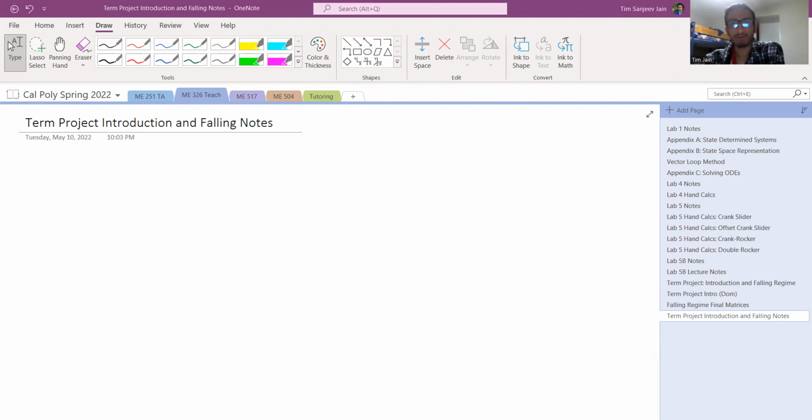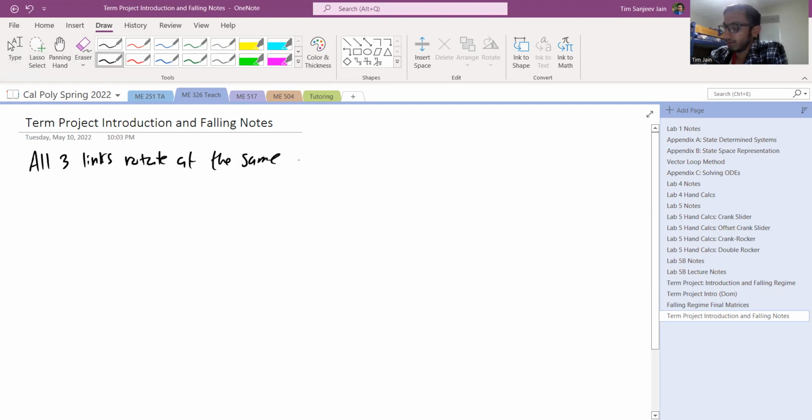So basically what we're going to do is use the vector loop to derive the equations for the kinematics and the kinetics of the falling regime. Within the falling regime, all three links rotate at the same omega because they're all rotating about point D.